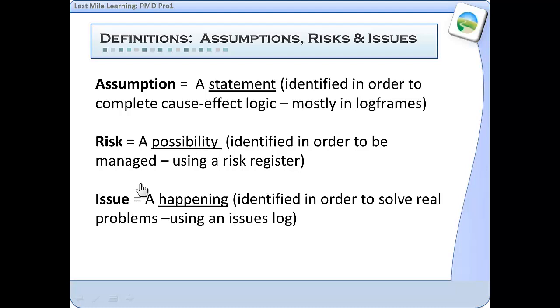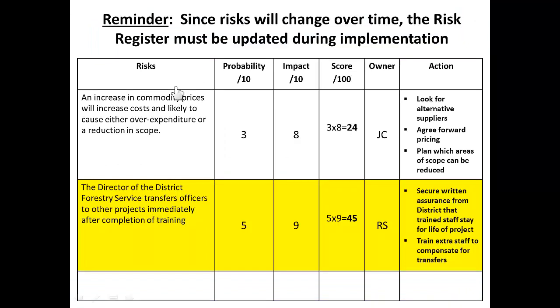An issue then is when a risk actually happens. It's a happening. It's something that takes place, a problem. It's identified in order to solve real problems, and we're going to talk about today the issues log. Now, not every risk will become an issue because some of them will have been managed and some risks just don't happen. And you will have issues that were not on the risk register or were not in the assumptions because things happen that we don't know about.